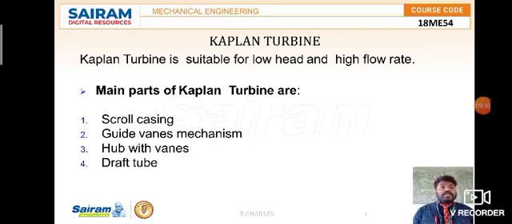Now, the Kaplan turbine is suitable for low head and high flow rate, because it is very low head, low height. So it is suitable only for low head and high flow rate. The main parts of the turbine are the scroll casing, the guide vanes mechanism, the hub with vanes, and the draft tube. These are the main parts of the Kaplan turbine.